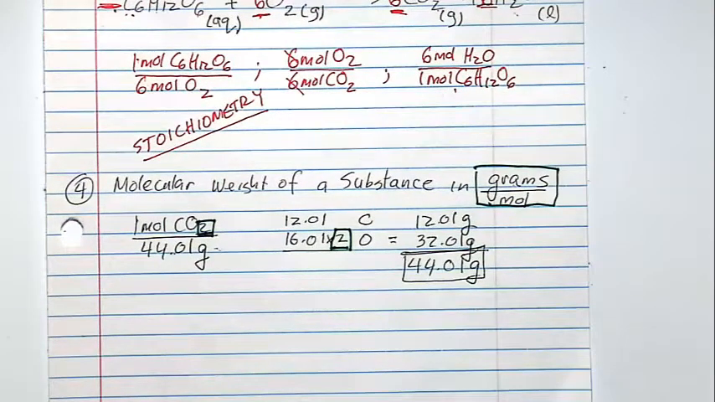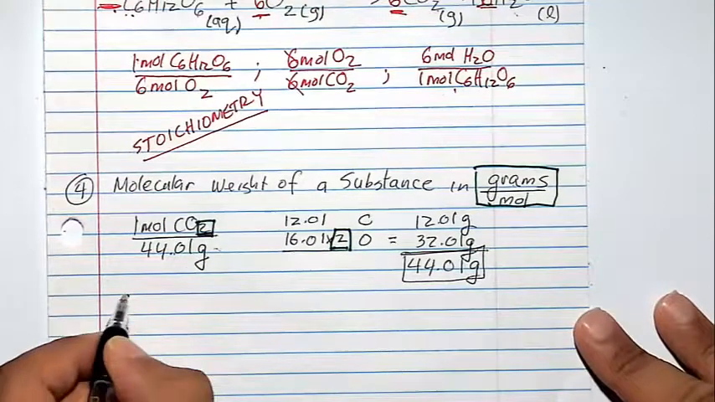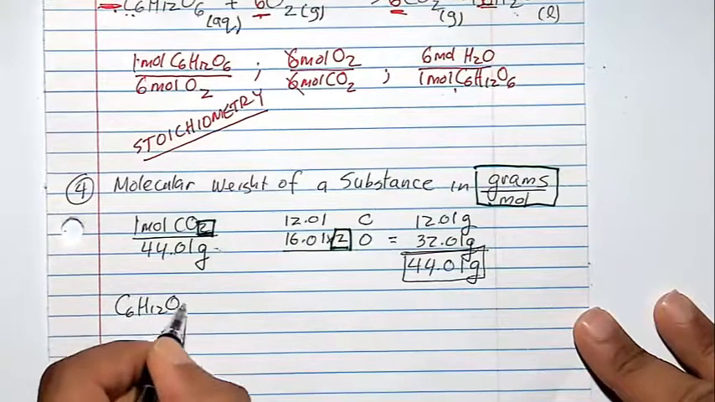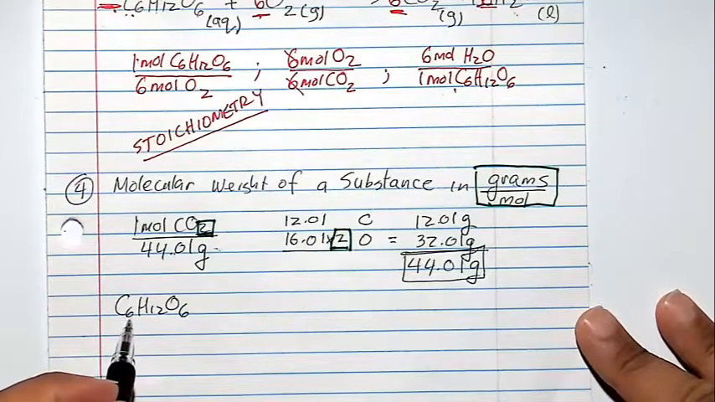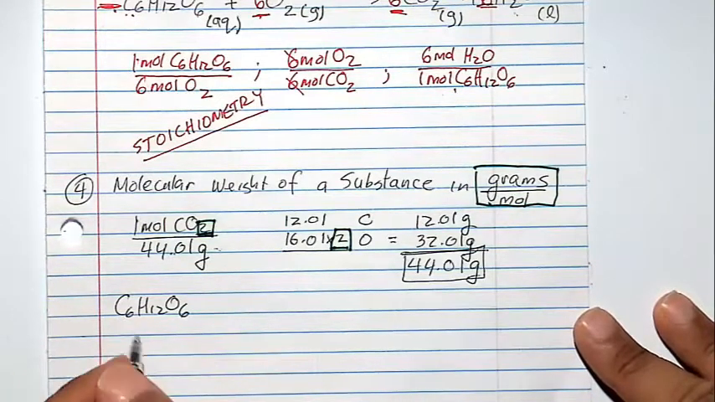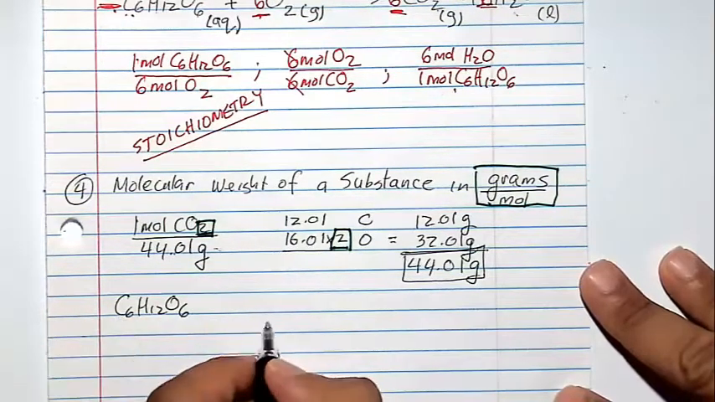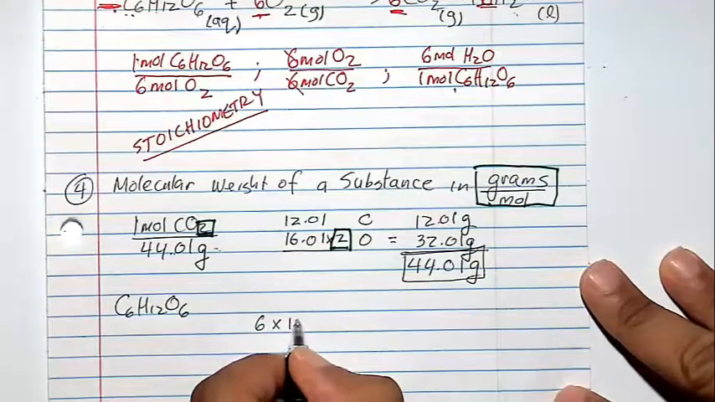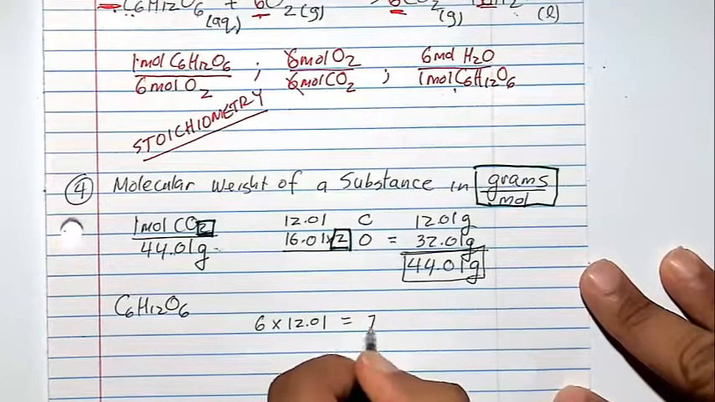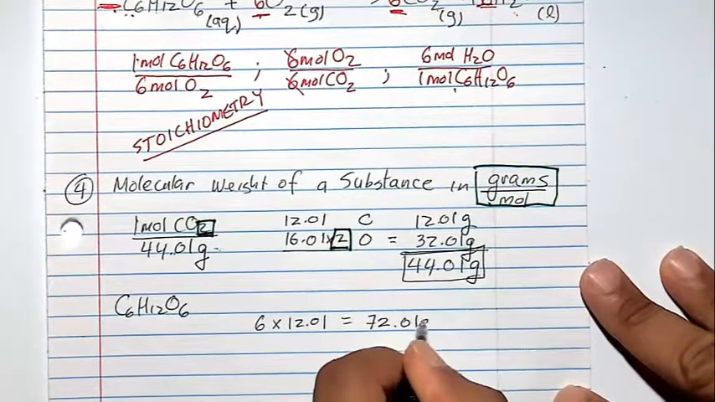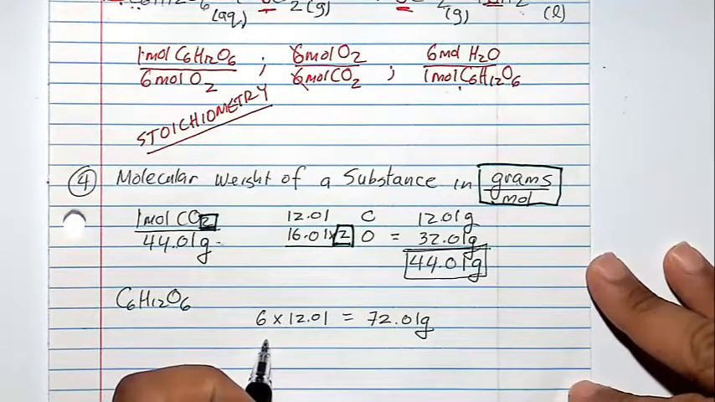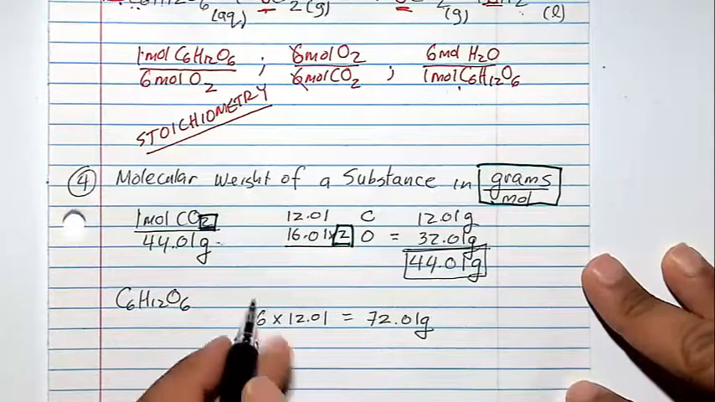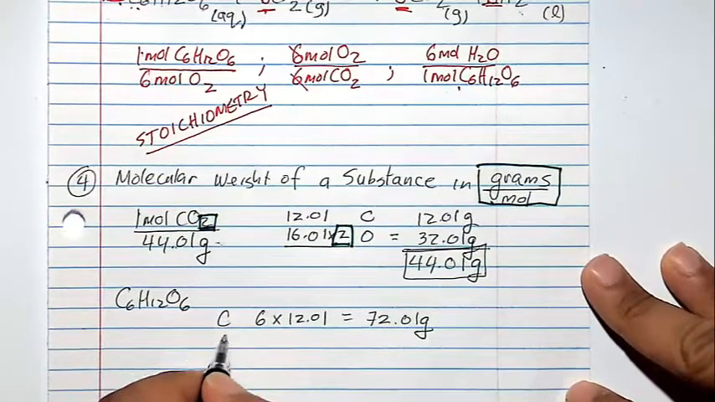Let's do one more example here. Glucose. Okay, glucose is C6H12O6. So what is the molecular weight of glucose? Or 1 mole of glucose contains how many grams? Well, I have 6 carbons, so I know that the molecular weight of carbon is 12.01, so that's going to be 72 grams. Notice I'm doing this off the top of my head, and you'll get to that point with enough practice. So that's my carbon.